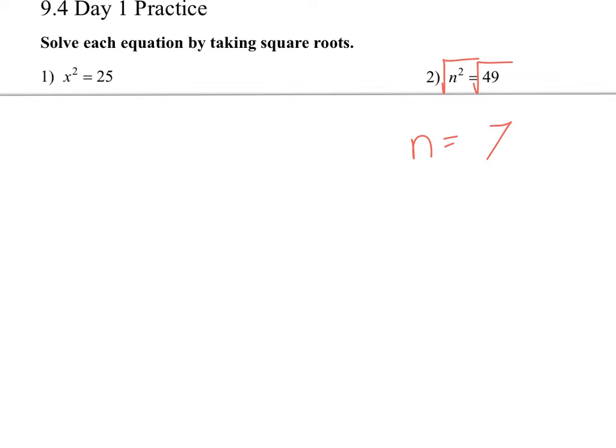However, the rule is that if you create the square root, you have to put plus or minus in front of that number. So I'm going to put plus or minus 7. The reason why is that if I did negative 7 squared, it would also equal 49. So you are allowed to just leave your answer like that.